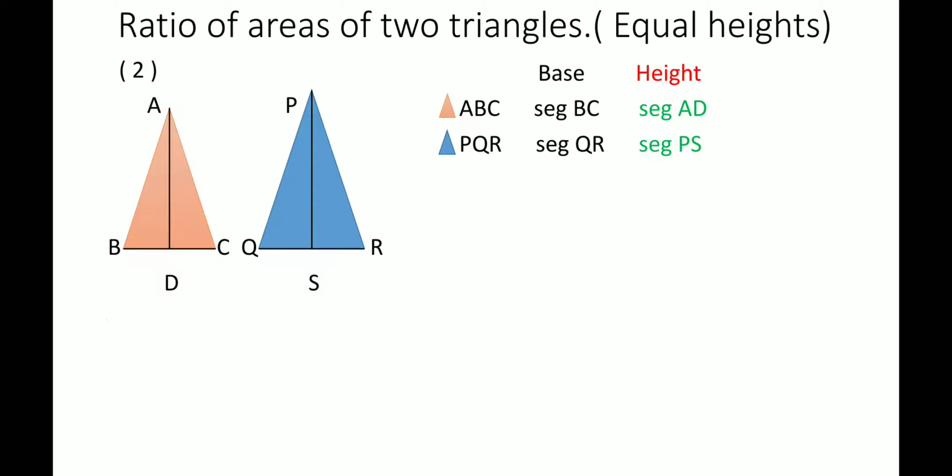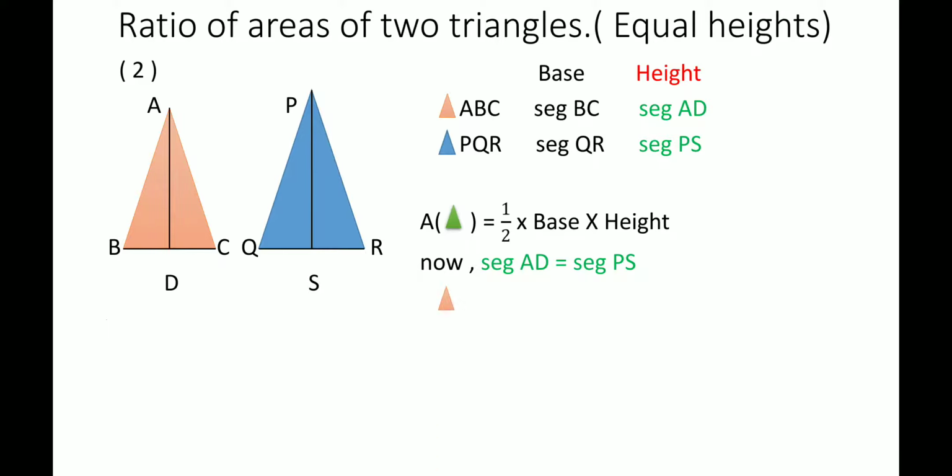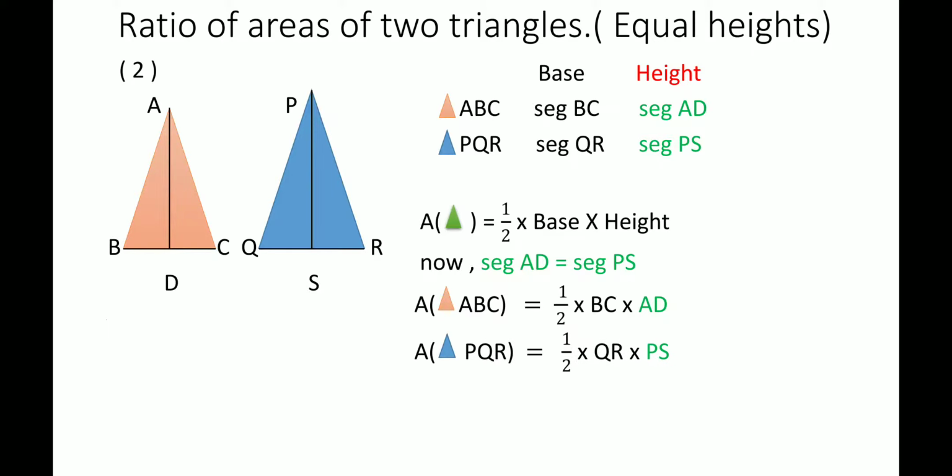Now the height is equal. So the formula is area of triangle is equal to half into base into height. This can be written like this, but here we are given that heights are equal, meaning segment AD is equal to segment PS. Area of triangle ABC is equal to half into BC into AD. Area of triangle PQR is equal to half into QR into PS.